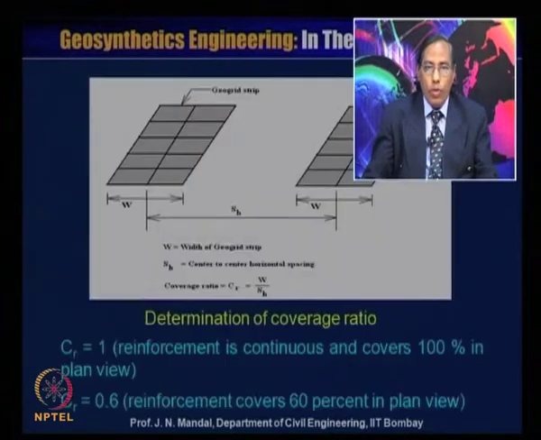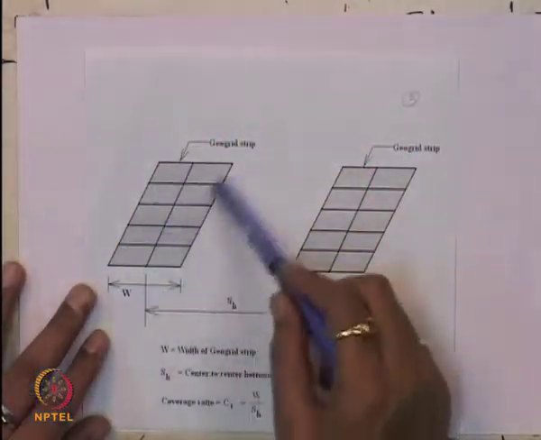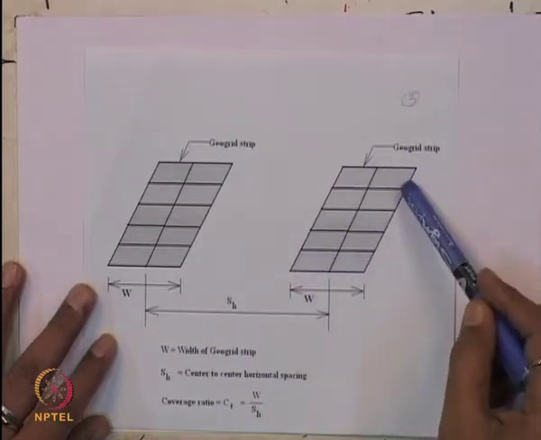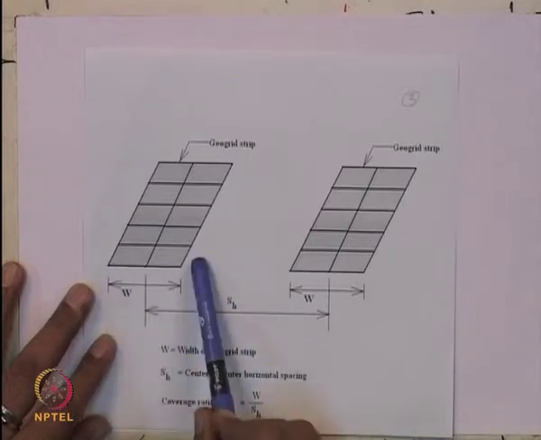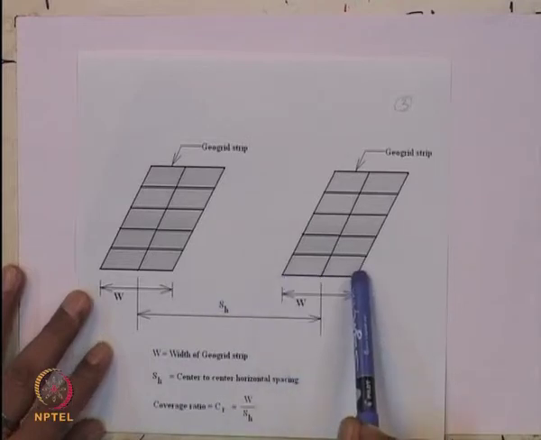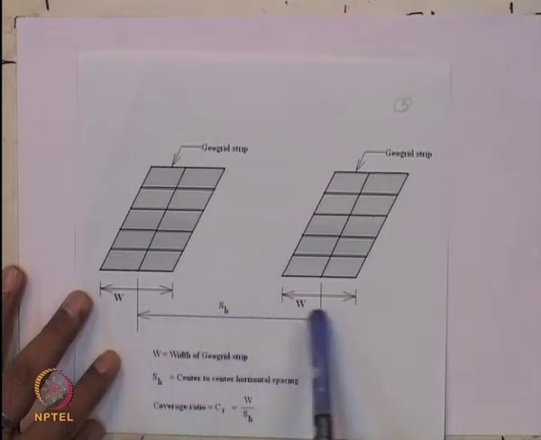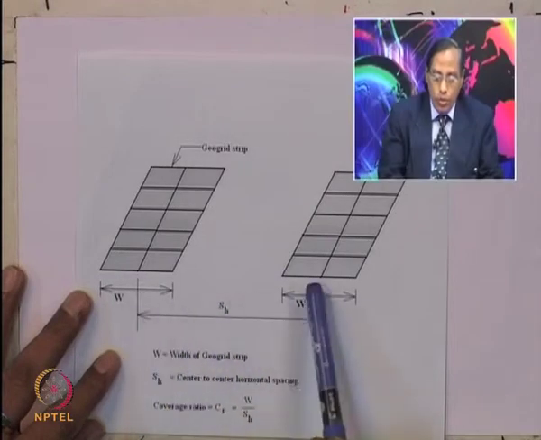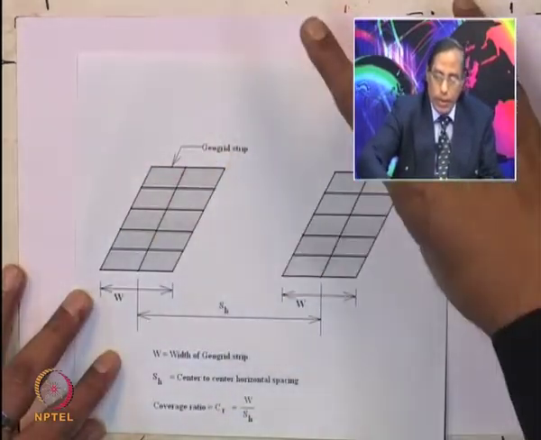So I will just show you what that coverage ratio is. You can see here, this is the geogrid strip, this is the geogrid strip, and W is the width of the geogrid. This is the width of the geogrid. This is also the width of the geogrid. And this is the SH. That means SH is the center to center horizontal spacing of the geogrid. So you are placing a geogrid strip like this.